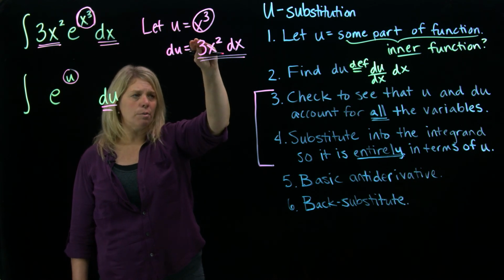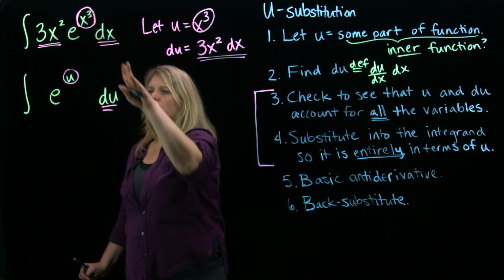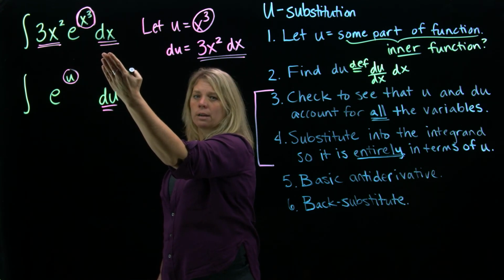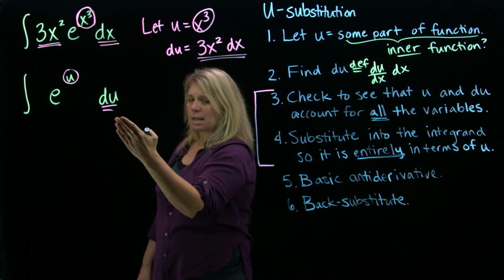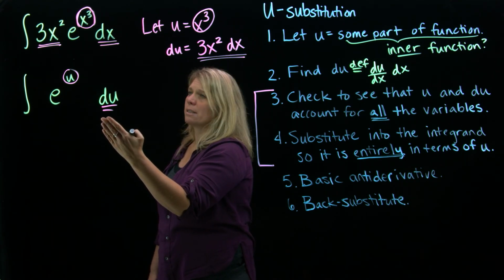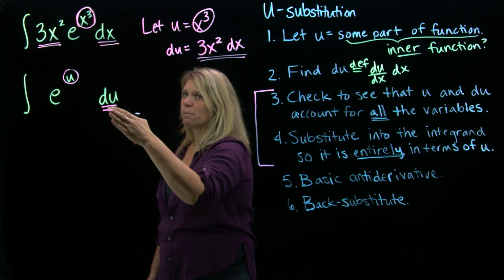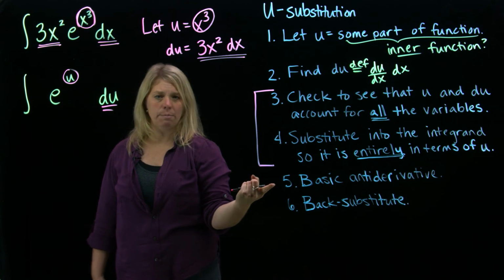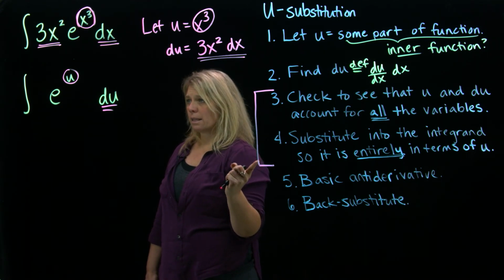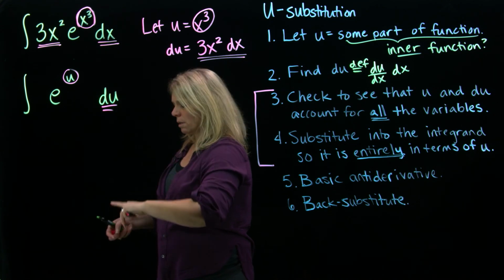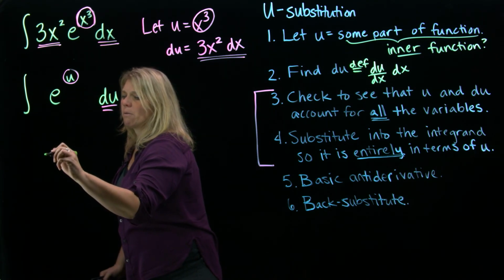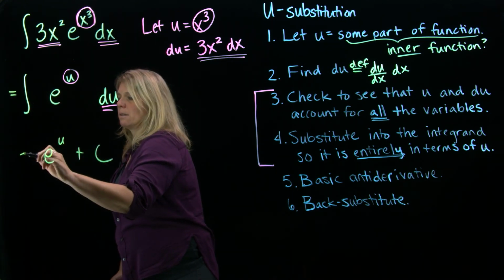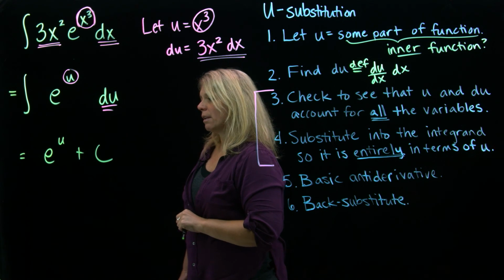Key steps here: once you've chosen what your u is and found your du, make sure everything is accounted for and then do that substitution. Notice in the original integration, everything's in terms of x, and now in this step, everything's in terms of u. You should never have a step where you have both x's and u's mixed in the problem at the same time. Hopefully at this point, you've got to a place where it's a basic antiderivative that you know. The antiderivative of e to the u is just e to the u. And we don't want to forget that plus c at the end, which represents all the possible constants that might have gone away when I took the derivative.